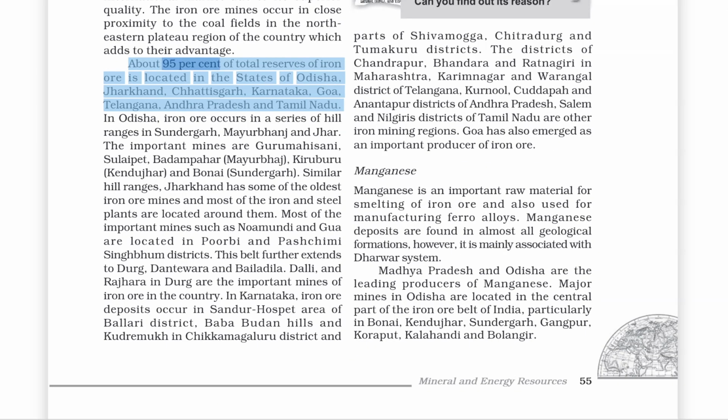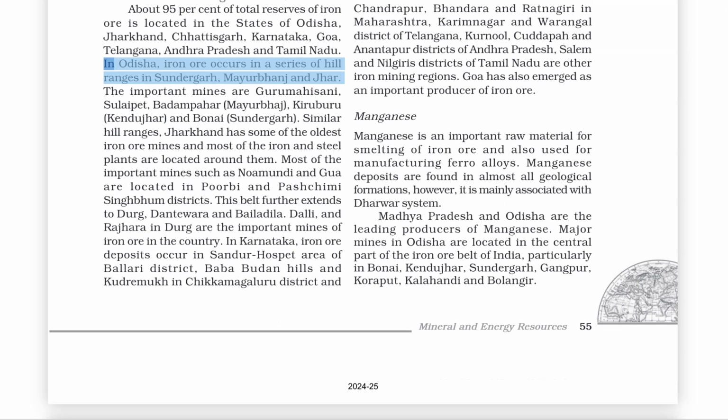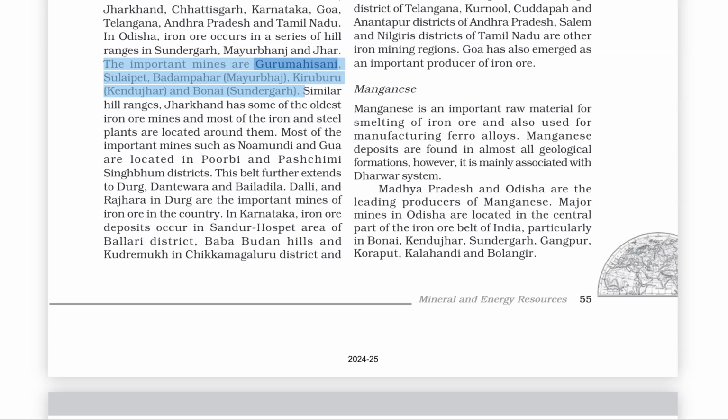About 95% of total reserves of iron ore is located in the states of Odisha, Jharkhand, Chhattisgarh, Karnataka, Goa, Telangana, Andhra Pradesh, and Tamil Nadu. In Odisha, iron ore occurs in a series of hill ranges in Sundargarh, Mayurbhanj and Jhar. The important mines are Gurumahisani, Sulaipet, Badampahar, Mayurbhanj, Kiriburu, Kendujhar, and Bonai in Sundargarh.